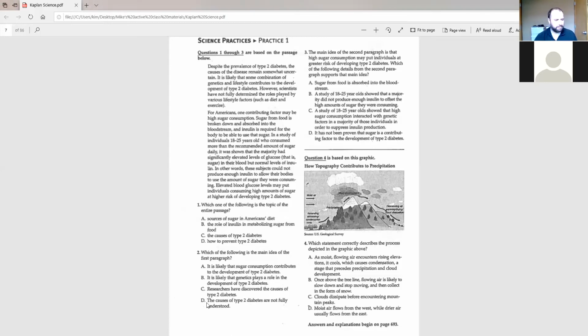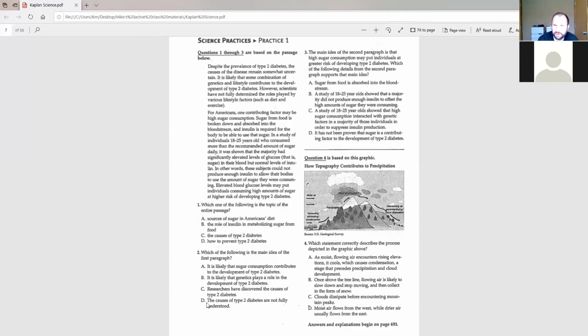And then lastly, number 3, the main idea of the second paragraph is that high sugar consumption may put individuals at greater risk of developing type 2 diabetes. The following details from the second paragraph support that main idea. So here, it gives you the main idea of the second paragraph, but then it asks which detail from that paragraph supports or backs up that main idea.